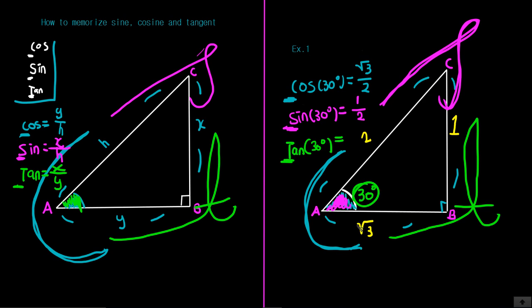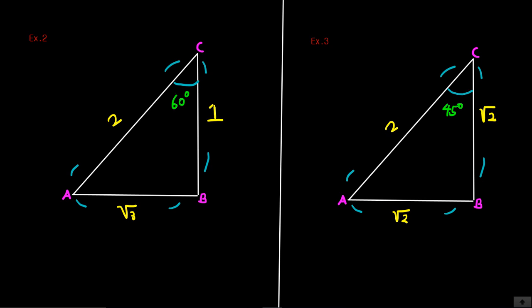So it is going to be, at first, square root of 3, and in the numerator, the ending line, which is 1. So all you have to remember is that we use C for cosine initial value, S for sine initial value, T for tangent initial value. So let's go to our next example.